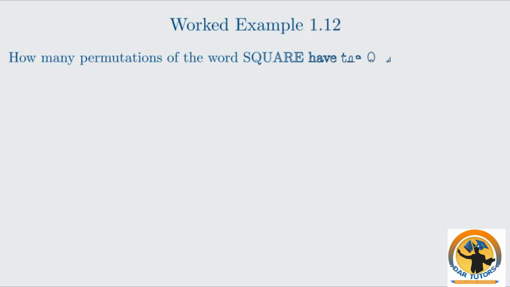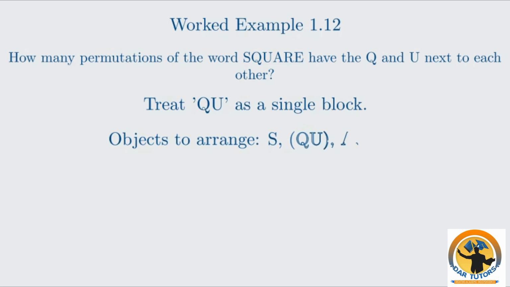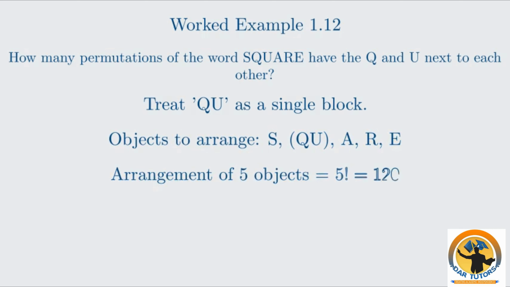Let's tackle a common type of permutation problem, arranging objects with constraints, specifically when some objects must be kept together. How many permutations of the word SQUARE have the Q and U next to each other? The constraint is that Q and U must be together. The trick here is to treat the group of objects that must stay together as a single, larger object. Imagine the letters of SQUARE on tiles. If Q and U must be together, we can glue them together to form a single QU tile. Now, instead of 6 individual letters, we are arranging 5 objects: S, QU, A, R, E. The number of ways to arrange these 5 objects is 5 factorial, which is 120.